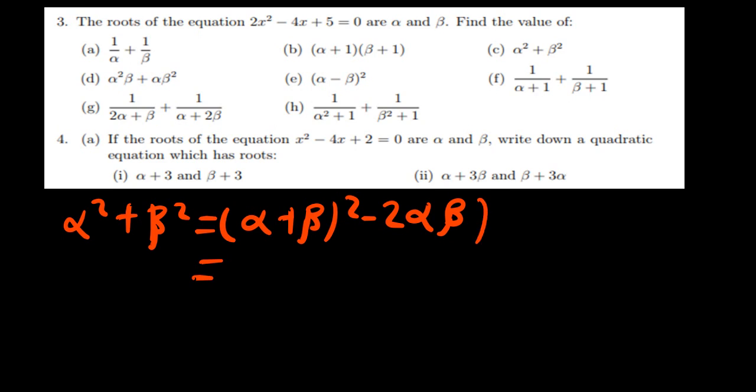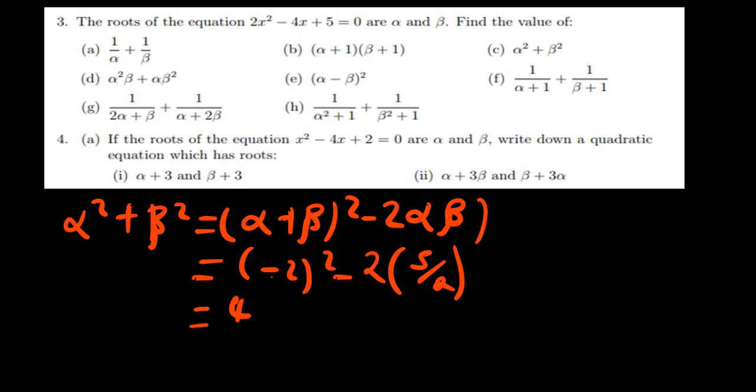You know it clearly. So what you do now, alpha plus beta, we said it was -2. This is squared minus 2 alpha beta. We found that it was 5 over 2. So now you solve -2 squared, that is just a 4, then minus the 2 and the 2 cancel, so you have 5. 4 minus 5, that is just a -1. So that is the answer that you're going to get.